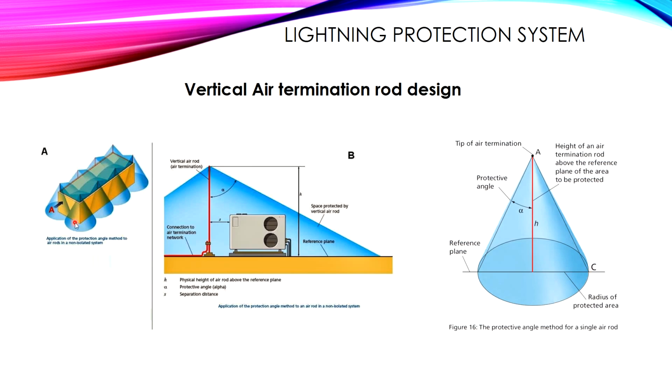Okay, you can see here that this rod protects this area and this rod protects this area. By knowing this radius plus this radius, we will know the distance required between two rods. So what we need to design is that we need to know the number of rods, and how to know the number of rods is by knowing the height of the rod. We select a certain height, and according to this height we will have a certain protective angle and a certain radius.